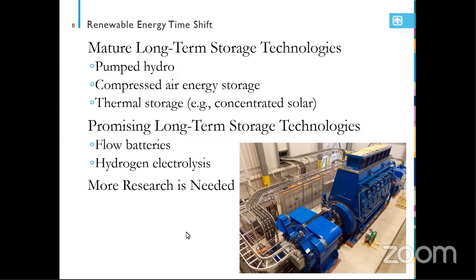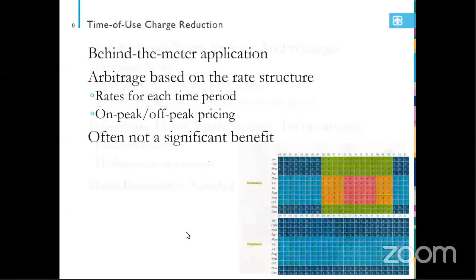There are some promising long-term storage technologies like flow batteries and hydrogen electrolysis, but much more research is still needed on long-term storage options. So I guess the point of these 2 slides is, you know, it's probably not going to be just Tesla Powerwalls and rooftop solar. We are going to have to look at other different technologies to meet our goals of 100% renewable generation.